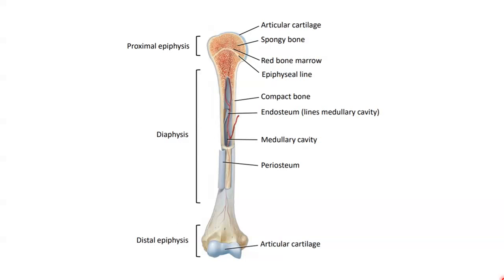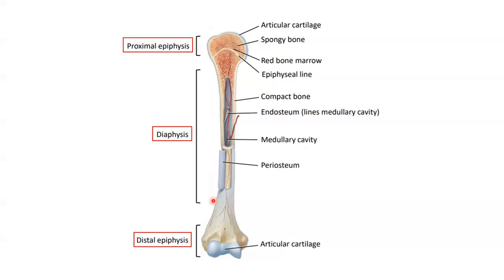So here is a long bone, remembering a long bone is longer than it is wide. And a typical long bone is made up of a diaphysis, which is the bone's body or shaft. It's this long cylindrical section here. And then 2 epiphyses, which are the proximal epiphysis and the distal epiphysis, or the 2 ends of the bone.